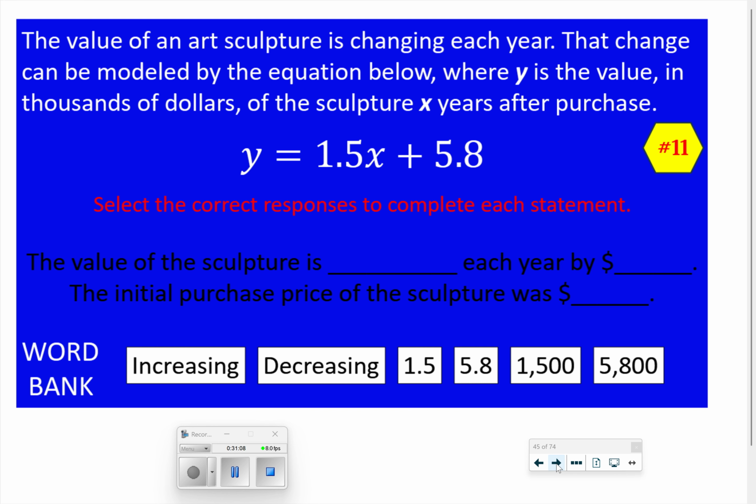The value of an art sculpture is changing each year. The change can be modeled by the equation below, where y is the value in thousands of dollars of the sculpture x years after the purchase. Okay, so we've got this equation, right? And keep in mind that this is in thousands of dollars. Okay, so the value of the sculpture is blank each year by blank. The initial purchase price of the sculpture was blank. And then click and drag the correct answers there. But see if you know which one goes where.